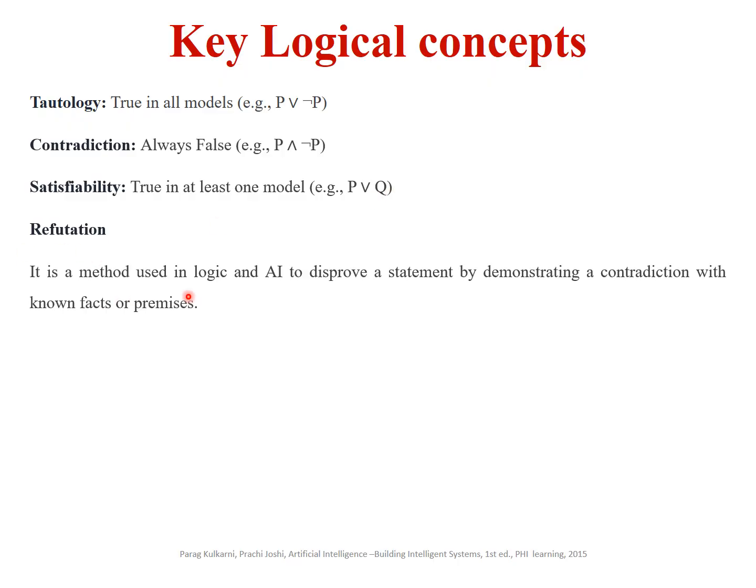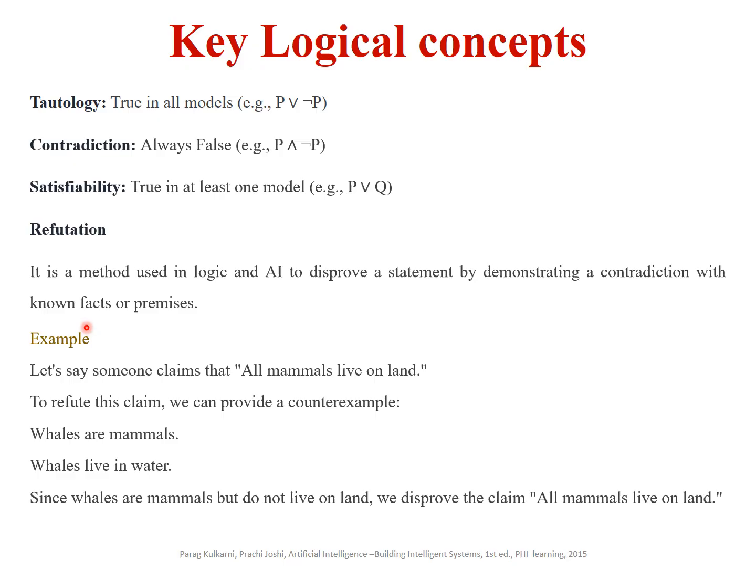Refutation, it's a method which is used in logic and AI to disprove a statement by demonstrating a contradiction with the known facts. For example, someone is claiming all mammals live on land. To refute this claim, you can provide a counterexample like whales. Whales live in water. So since whales are mammals but do not live on land, we can disprove the claim all mammals live on land. This is refutation.